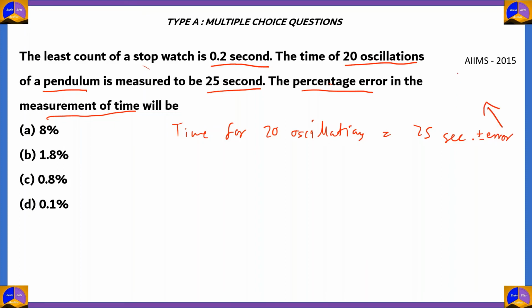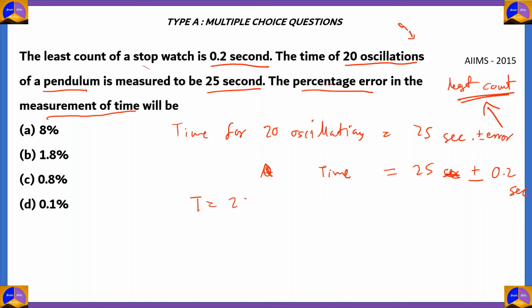Now this error can also be brought about by just moving 1 second more or 1 second less, a unit more or a unit less. And what that statement means is that the least count can also be considered as an error. So the time for 20 oscillations would actually be 25 plus or minus 0.2 seconds. So this is the time. From here, the main quantity t is 25, and delta t, which is the absolute error, will be equal to 0.2 seconds.